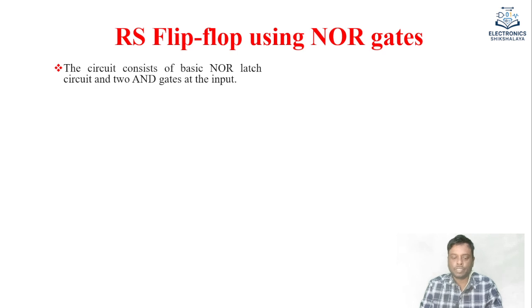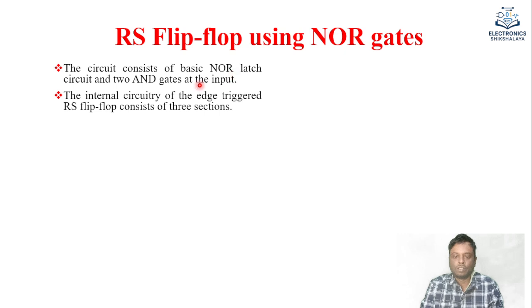The circuit consists of a basic NOR gate latch. We are using the NOR gate as a latch, and we have two AND gates at the input. The two AND gates are used as the steering gates, and the NOR gates are used as a latch. As I have told you, the internal circuitry of the clocked RS flip-flop consists of three sections: the edge detector circuit, the steering gates, and the latches. Let us see how the circuit looks.